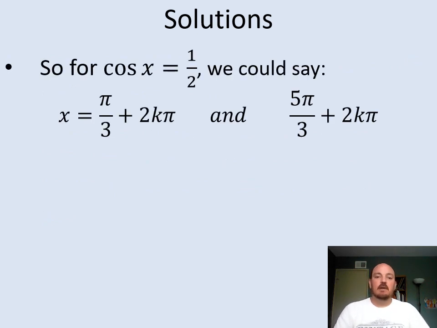So if you go back to our example, cosine x equals 1/2, if I take my two answers from the unit circle, pi over 3 and 5 pi over 3, and I just put that plus 2k pi on the end, that means my answers are pi over 3 plus any full rotation, or 5 pi over 3 plus any full rotation. And that covers all solutions.